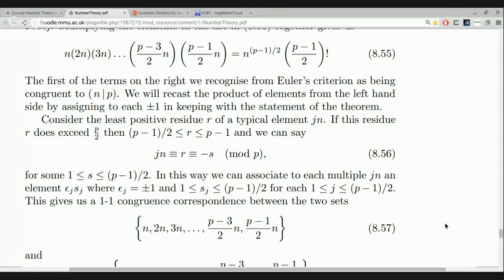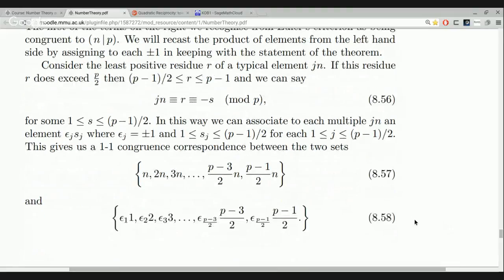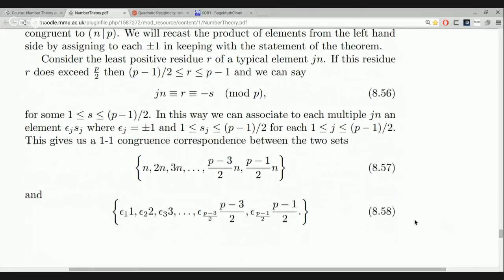Okay. So we have epsilon 1 s1, epsilon 2 s2, epsilon 3 s3. So we're keeping the numbers 1, 2, 3 up as far as (p minus 1)/2.